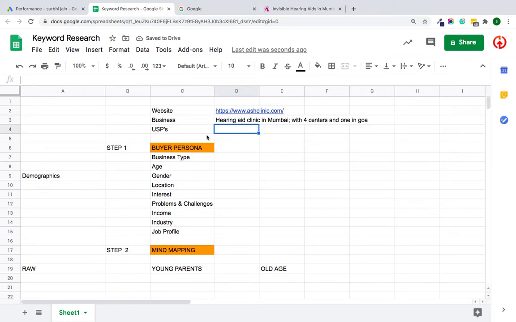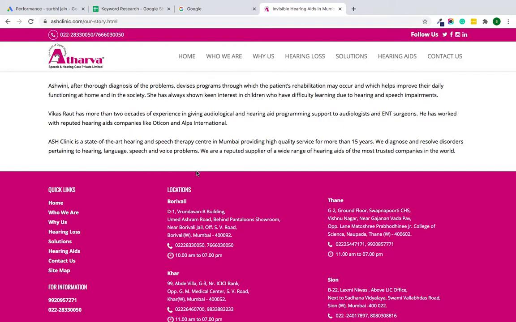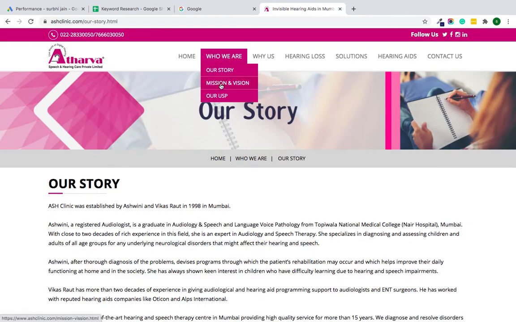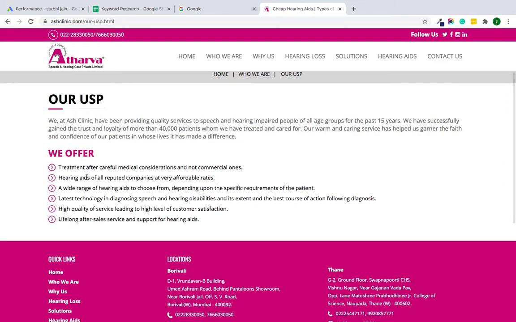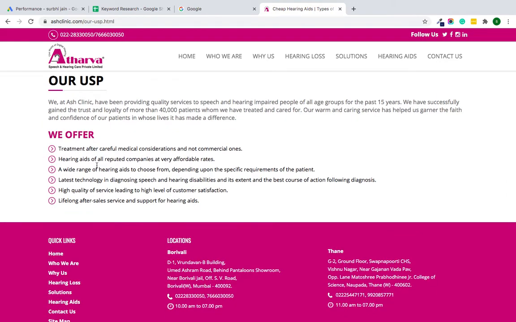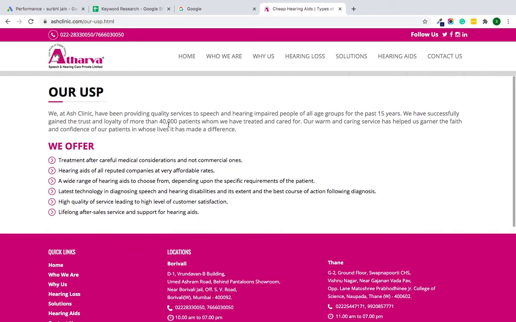What are their USPs? We can write what they are good at. You can also check their website for their USPs. Most websites have their USPs on hand, like what they have. Then you can see here that they have hearing aids from reputed companies at affordable rates. They have good quality service, good experienced doctors, they have been in business since long, and how many patients they have treated. All these are USPs, so we can talk about USPs.